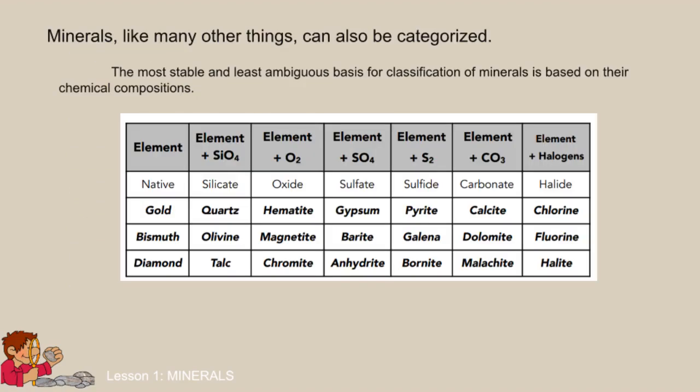Minerals, like many other things, can also be categorized. The most stable and least ambiguous basis for classification of minerals is their chemical compositions. We have the native elements: gold, bismuth, and diamond; silicates: quartz, olivine, and talc; oxides: hematite, magnetite, and chromite; sulfates: gypsum, barite, and anhydrite; sulfides: pyrite, galena, and bornite; carbonates: calcite, dolomite, and malachite; lastly, halides: chlorine, fluorine, and halite.